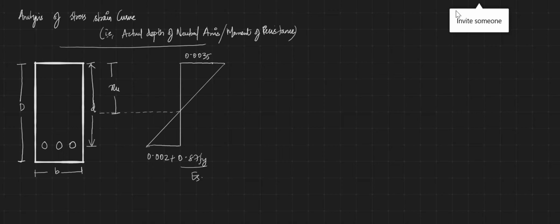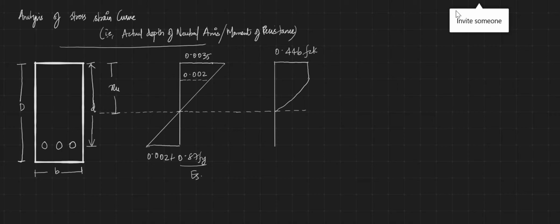Now if I am drawing the stress distribution for this singly reinforced rectangular section, I will get the value at the compression side as 0.446 fck up to a strain of 0.002, where it is a straight line. Then it varies parabolically. This you have seen in the case of the stress block of concrete. You have seen the idealized stress block of concrete.